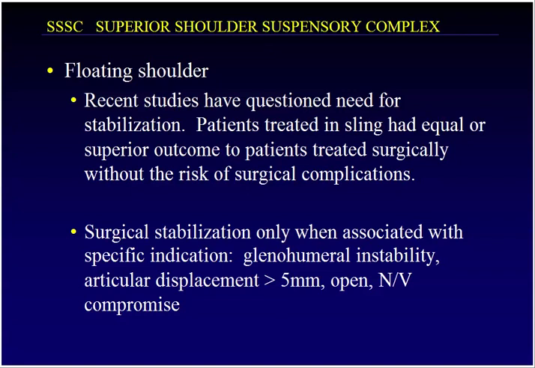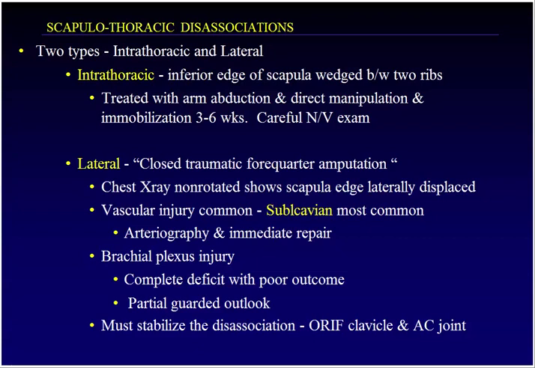Surgical stabilization should be considered only when there's a very specific indication that we've already mentioned, such as instability of the glenohumeral joint, where you have medial subluxation, for example, significant articular displacement greater than 5 millimeters, or where you have an open injury, such as an open clavicle fracture that you're going to be in there anyway, and you should plate that, or patients with neurovascular compromise. That's a very important point.